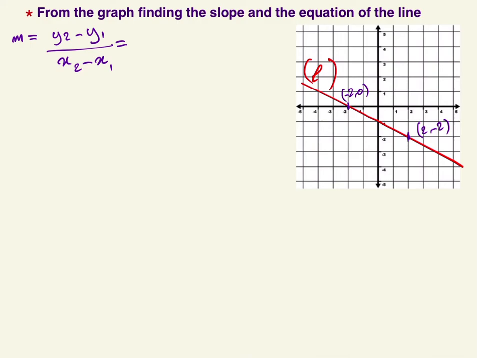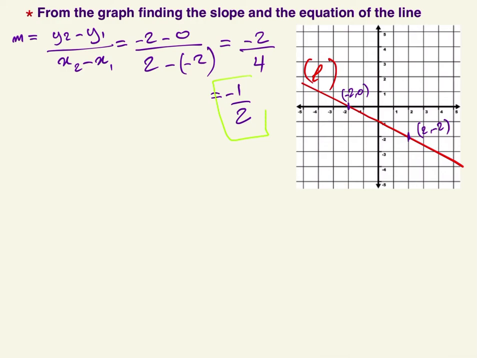So it's going to give us negative 2 minus 0 over 2 minus negative 2, which is going to give us negative 2 over 4, is equal to negative 1 over 2. So this is the slope.